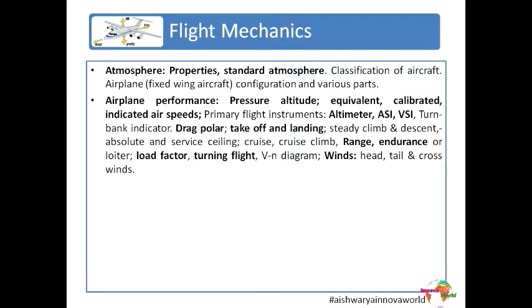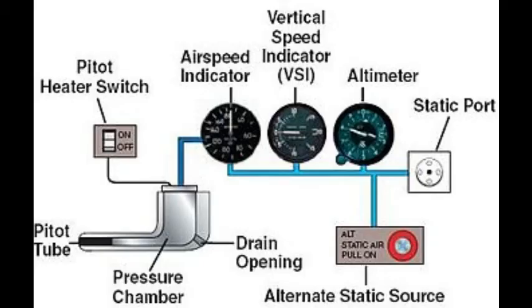Then comes the altimeter. What is the location of the altimeter, how is it operated, and what is its function? These are the primary instruments. Their position, function, and working principle are very important.